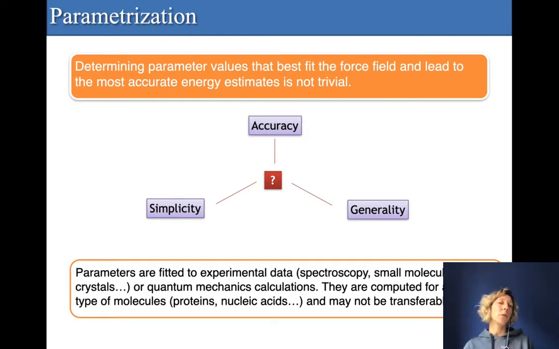So if you develop a force field, your aim would be to be as accurate as possible, but also to limit the number of parameters you have to use and infer, and to try to be as general as possible, so that if you have a new compound or a new ingredient you need to consider in your system, you don't have to redo all over again this determination of parameters.